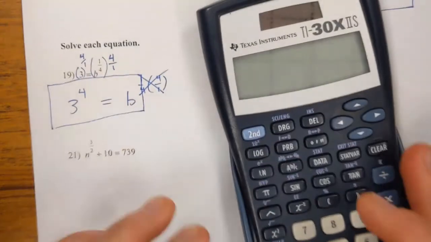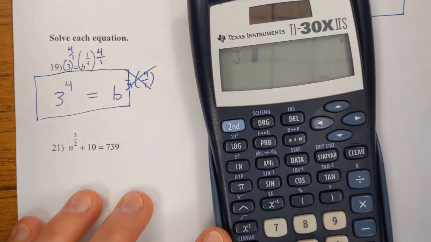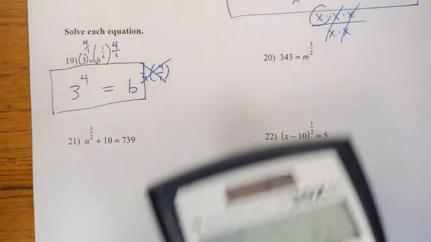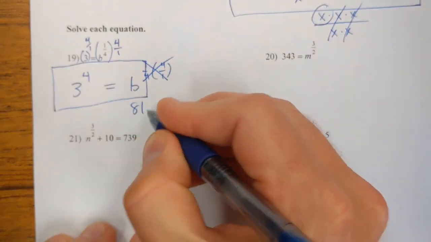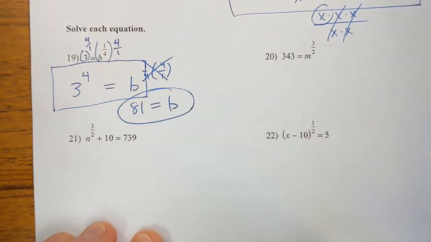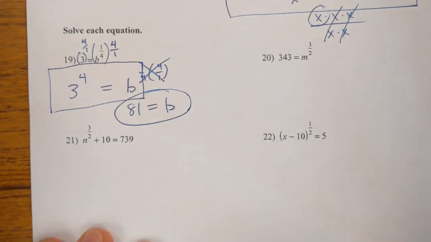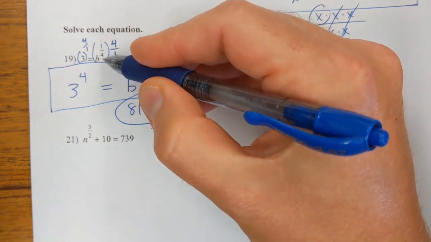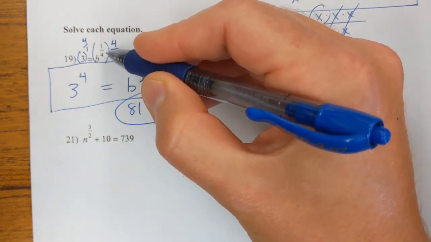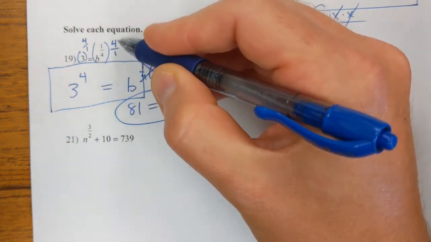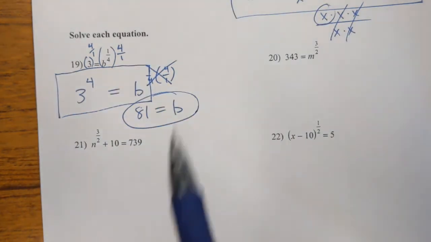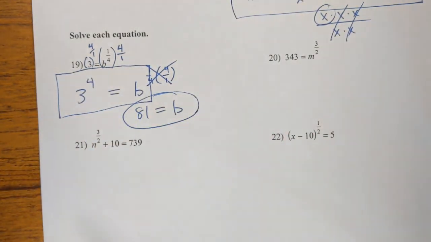Get out my calculator. 3 to the 4th power is 81. Final answer, 81 is equal to b. Okay? The way you cancel out this 1/4 power is you take it to the 4th power, or the 4 over 1 power, and you do that to both sides. So the solution is pretty simple. It's just 3 to the 4th power.